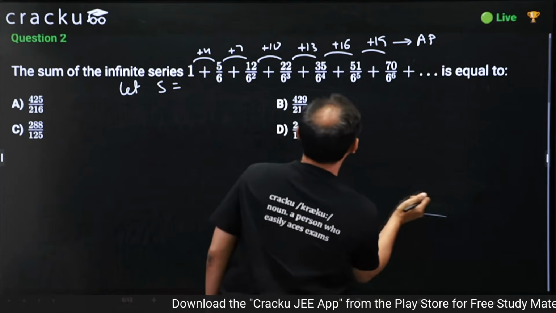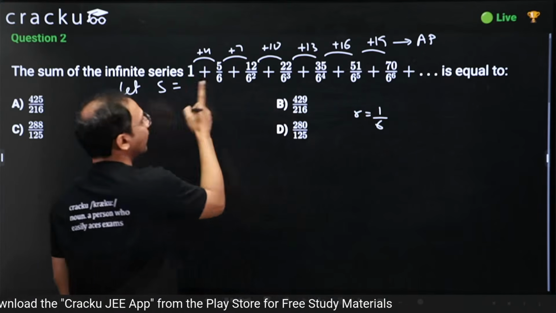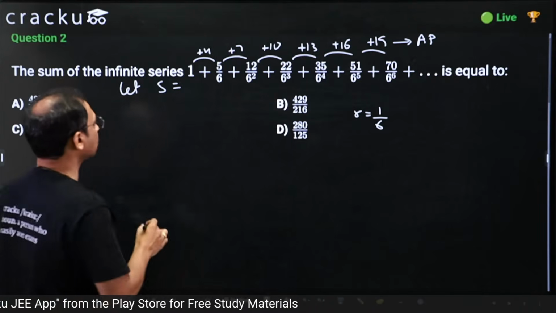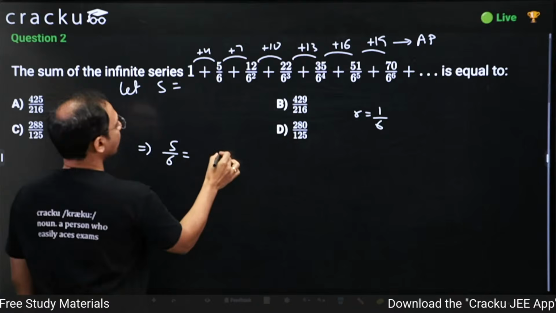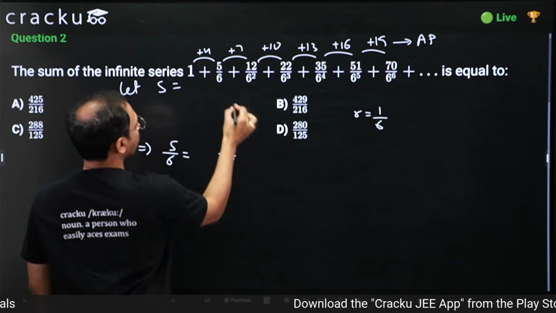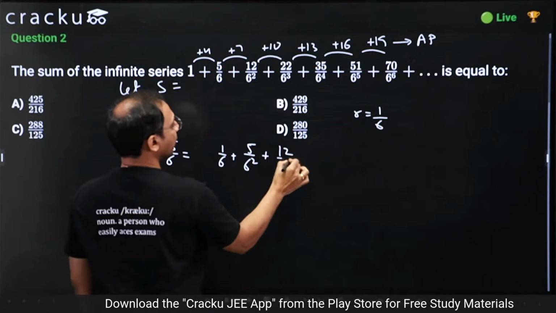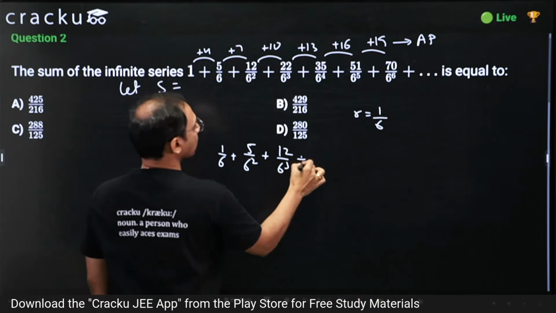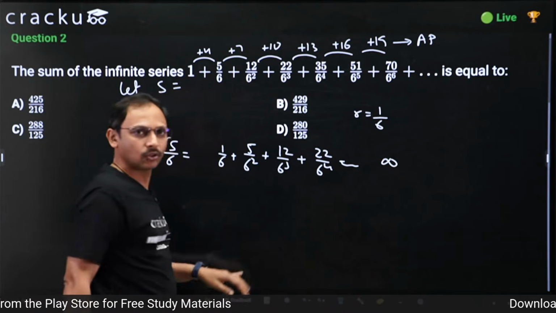So what is the common ratio here? The common ratio is 1 by 6. So multiply both sides by the common ratio 1 by 6. I will get S by 6 is equal to, this one will become 1 by 6, 5 will become 5 by 6 square, 12 will become 12 by 6 cube, 22 by 6 cube will become 22 by 6 power 4, and so on. So this is what we get.